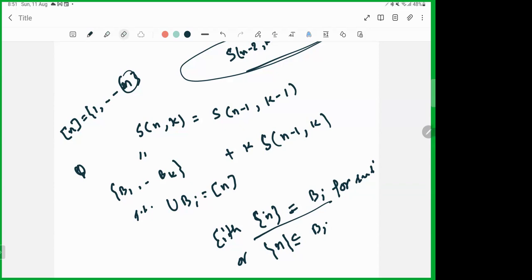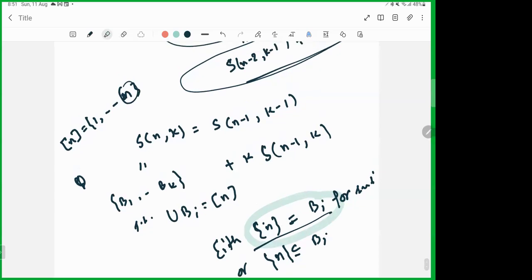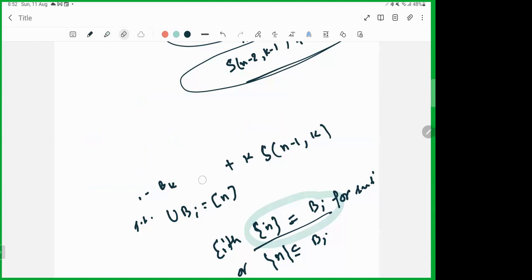Sir, can you explain the addition part again? Yes, we have two choices basically. This n can be one of the bi. In that case, it is the same thing as an n minus 1 cardinality set with k minus 1 blocks, because n is a singleton block. If n is contained inside some block, let's say bi, then the n minus 1 cardinality set already has k blocks, and this singleton n has k choices. It can go to any block. So this is precisely k into S(n-1, k). Okay, yes, I get it now. Both things are the same.